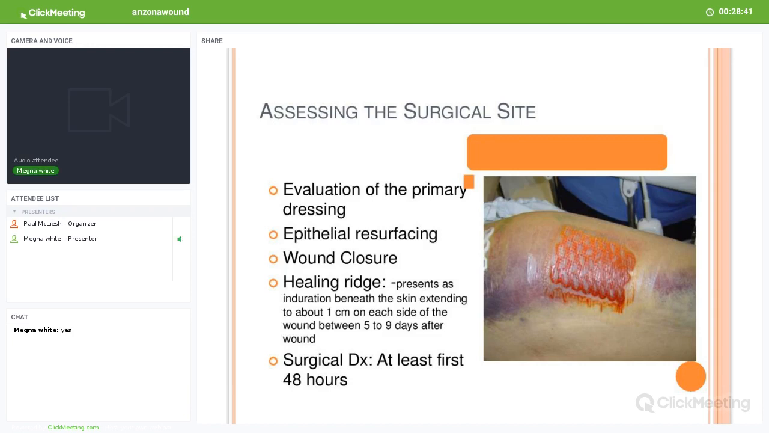When you're assessing the surgical site, just looking at evaluating the primary dressing. So as we can see here, the dressing's done its job, so it's time to change. Looking at the epithelial resurfacing, again, looking at the wound closure. Generally, around 5 to 9 days after the wound, you can get a healing ridge. And this way you get that infiltration beneath the skin, and it extends about 1 centimetre each side of the wound. So again, the surgical dressing for at least the first 48 hours.